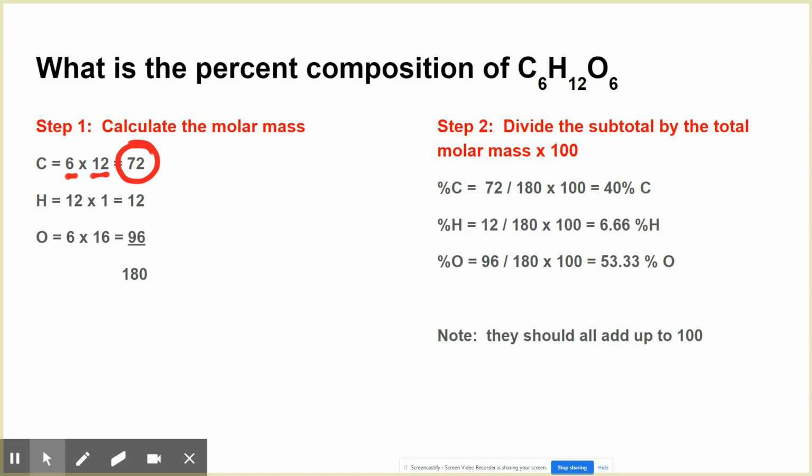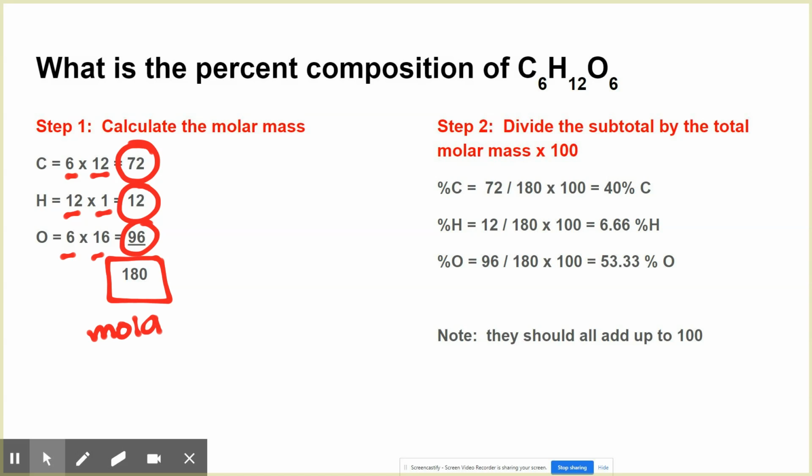So you do exactly the same way for each element. So hydrogen, there's 12. Atomic mass of hydrogen is 1. So 12 times 1, you get 12. Then oxygen, you got 6 multiplied by atomic mass, which is 16, and you get 96. Now, what do you do with all those three? You add them all up. This is your molar mass.